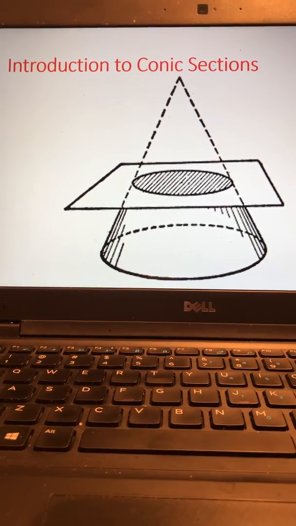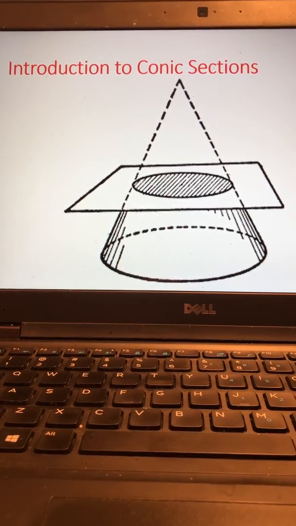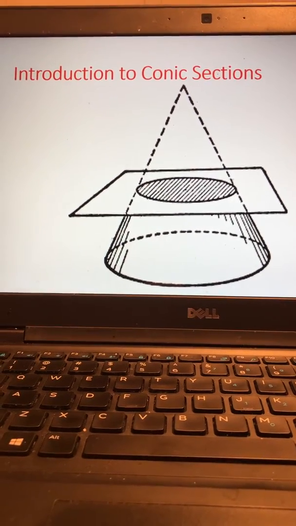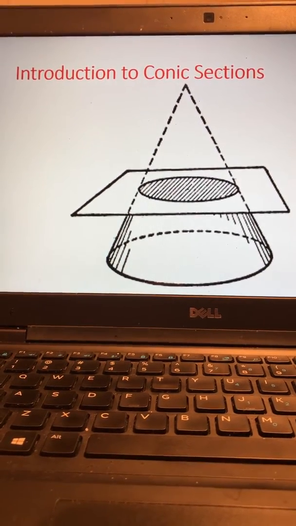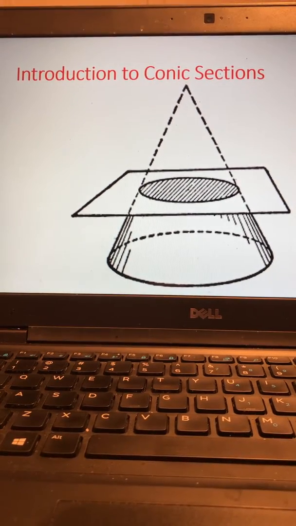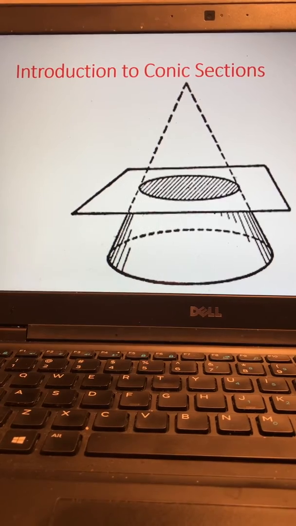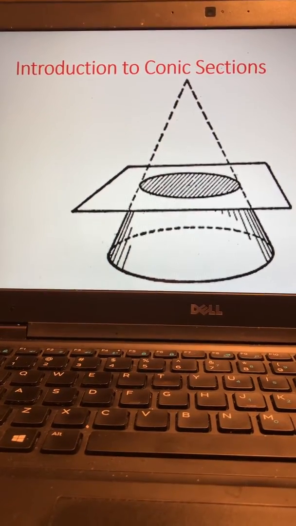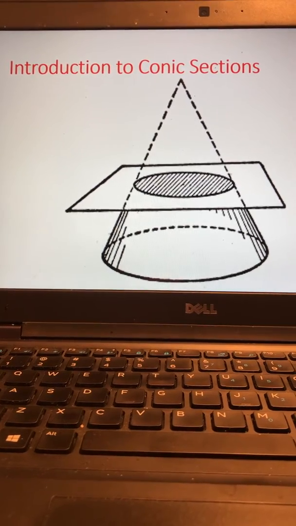Good morning. Today I want to introduce you to a new topic called conic sections, and we're going to be working with this unit over the next several weeks. So you might be thinking, what is a conic section? Well, as you can see here, it involves the intersection of a cone and a plane.